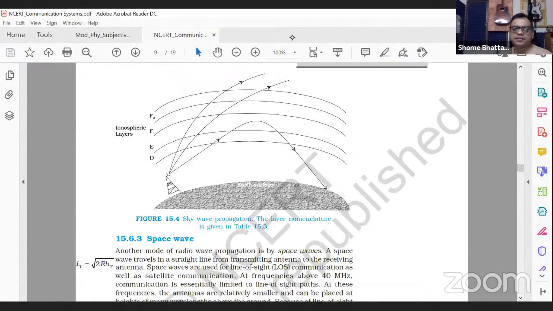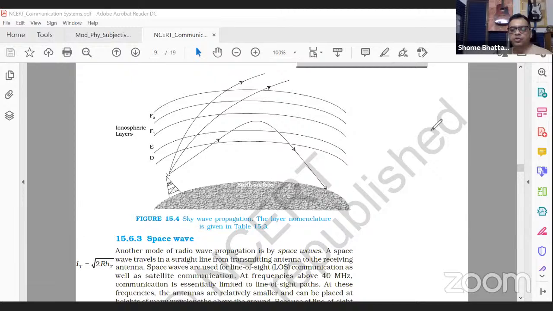So this is a diagrammatic representation of the sky wave phenomenon. This is your transmitter, and this is the reflection happening at the ionosphere, and here should be your receiver. This entire process is the channel, the communication channel.